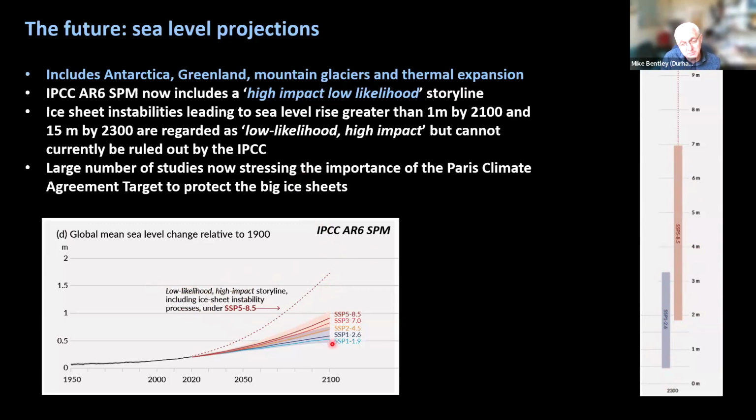And I think it's really important to point out, although we will have sea level rise, we can choose as a society how much sea level rise we have. So I'll leave it there and pass back to Bethan.